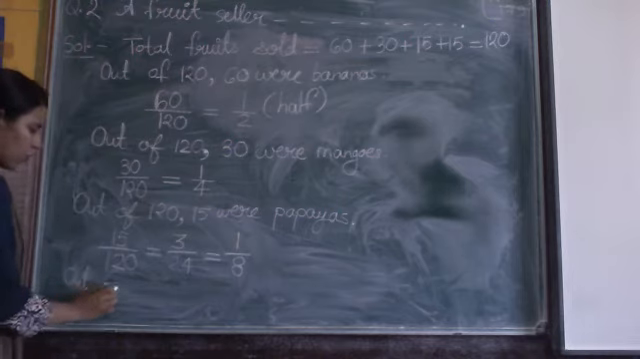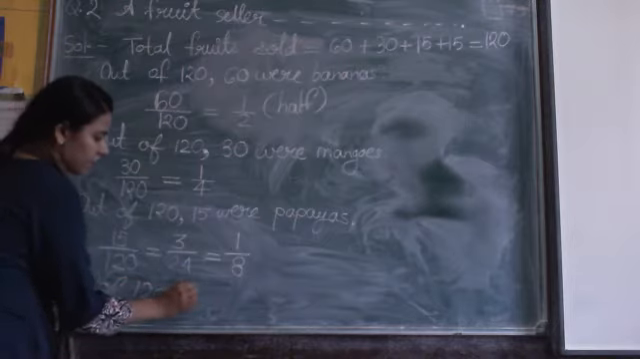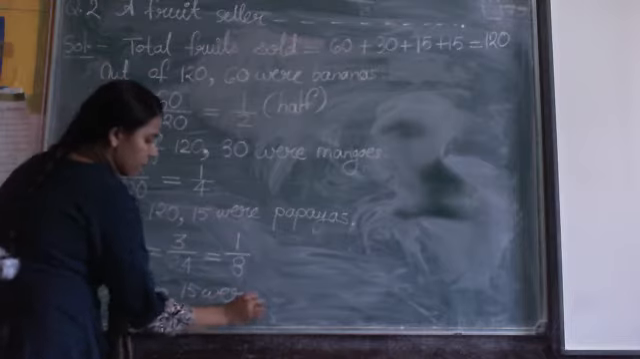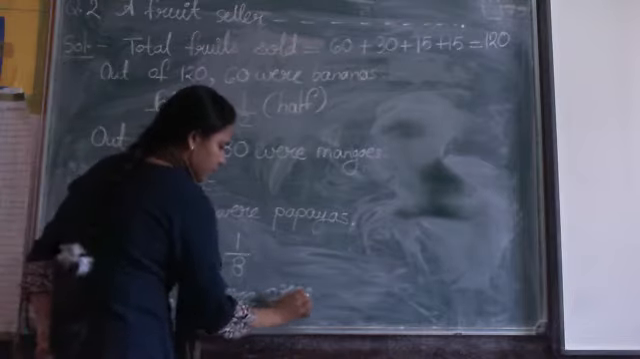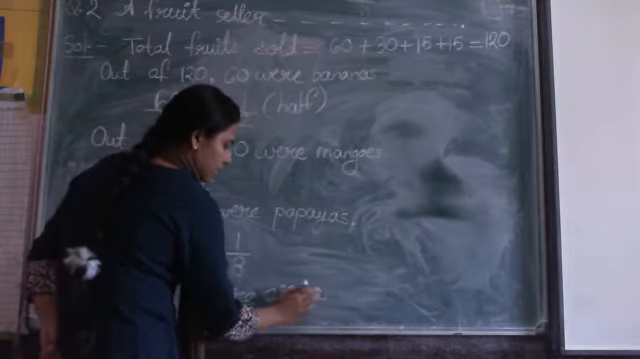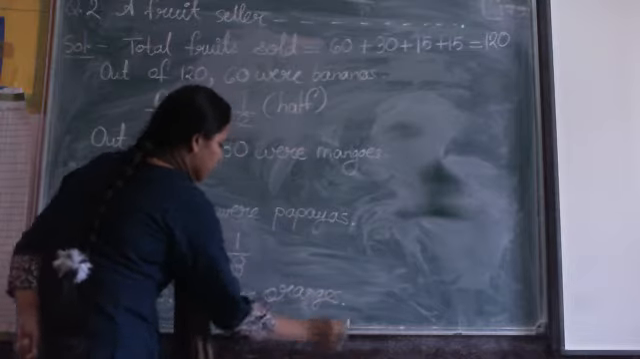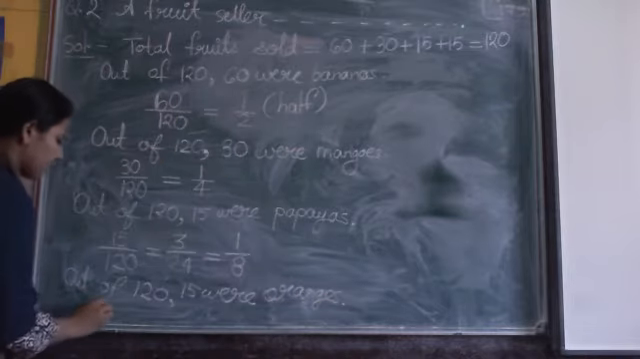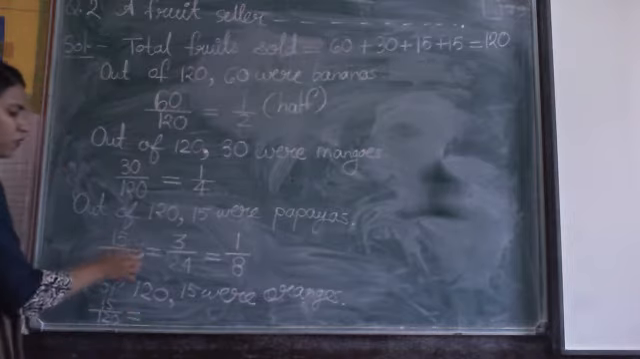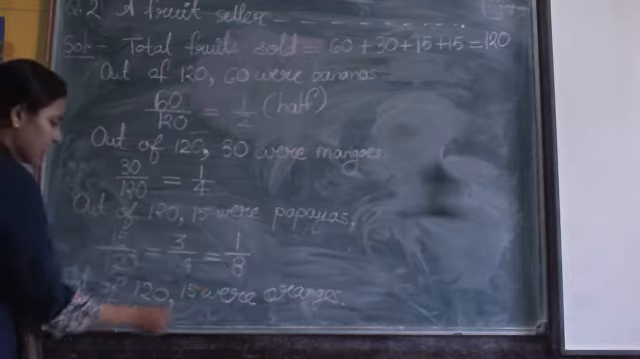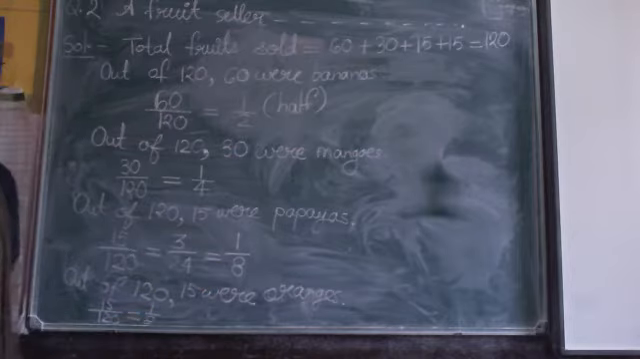Now out of 120, 15 were oranges. So again 15 upon 120, which means 1 upon 8. 15 upon 120 means 1 upon 8.